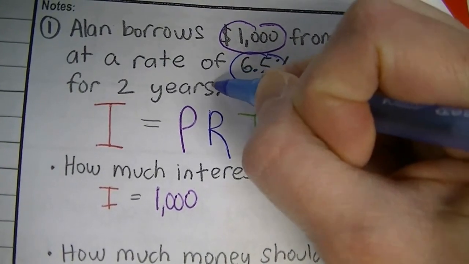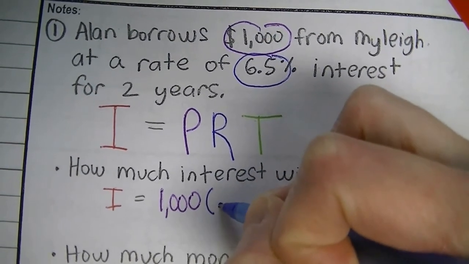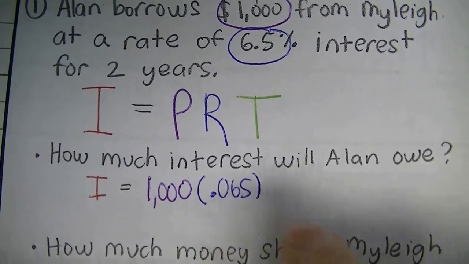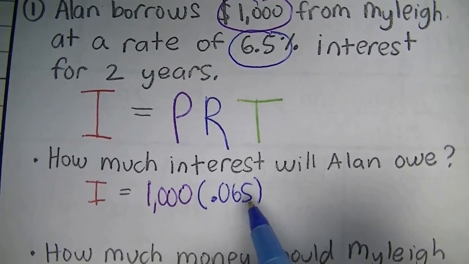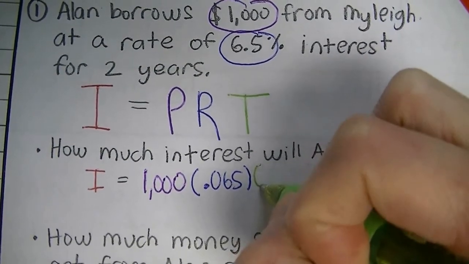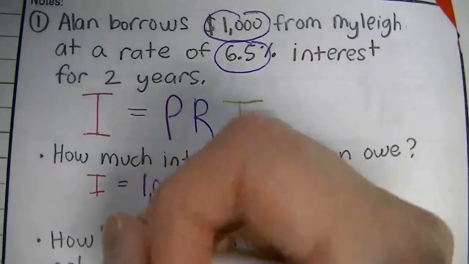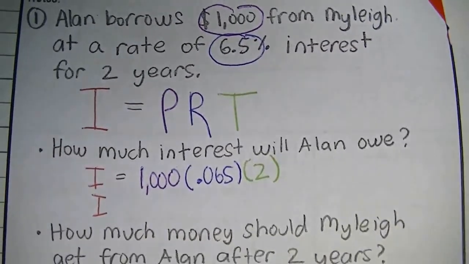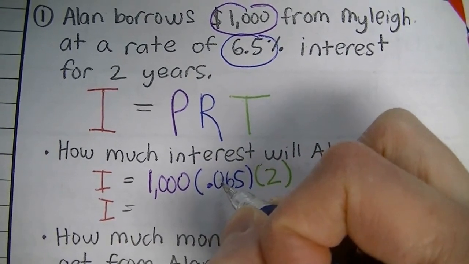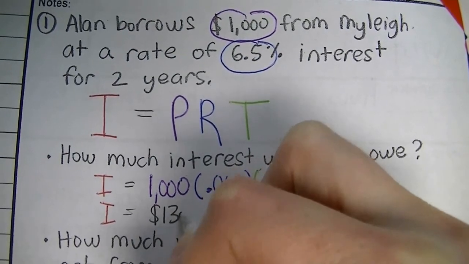So 6.5% as a decimal is this. You say the number, 65, and then you say its place value: tenths, hundredths, thousandths. So 65 thousandths. And then the time in years is 2. So now all we simply have to do is multiply that. So 1,000 times 65 thousandths times 2 is 130. It's going to be $130.